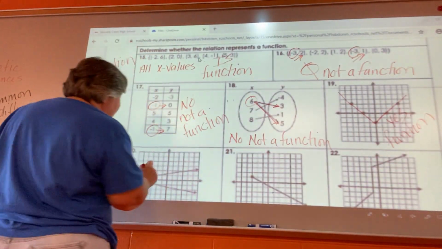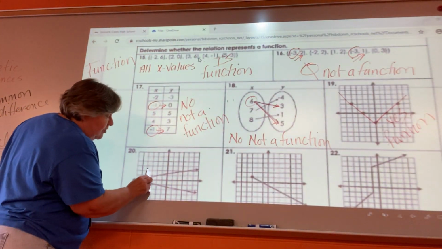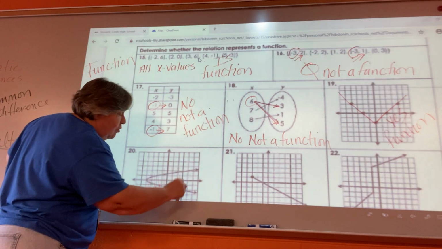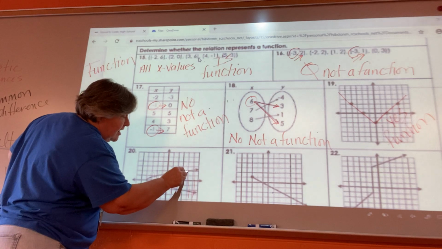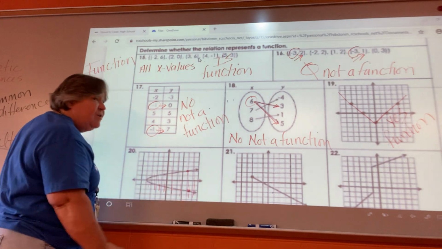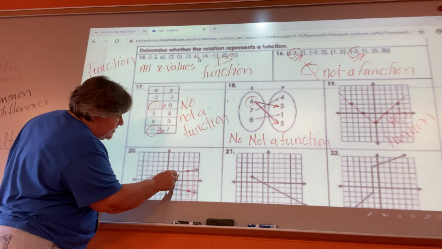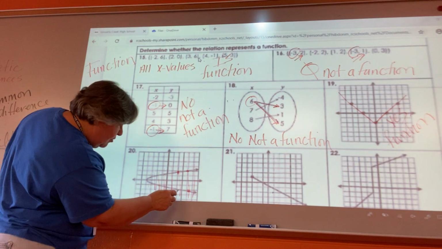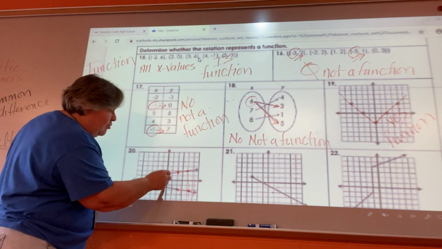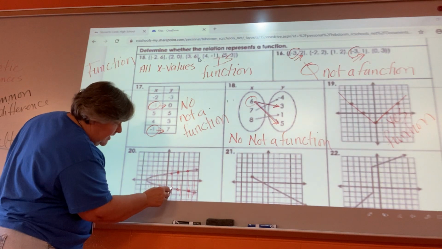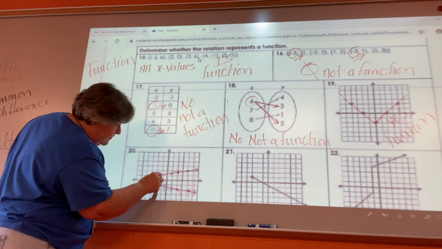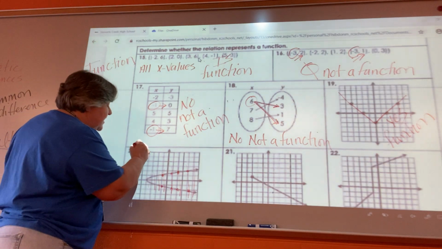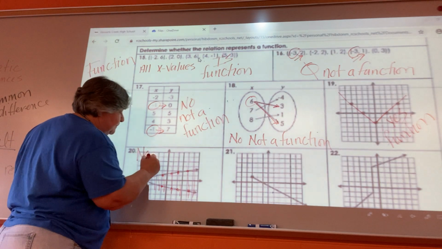Down here, number 20, I use my vertical line test, and everywhere my pencil crosses, I've got an x value here and an x value here that are the same. Here's an x value that's 2, and here's an x value that is 2. So again, all these places where it touches has two x values, which says that no, it is not a function.